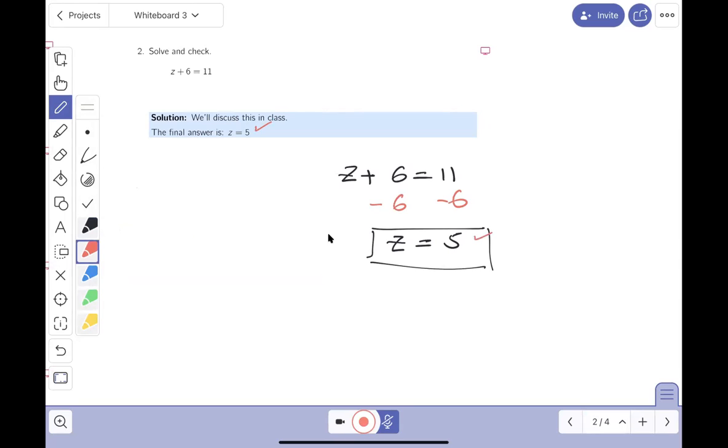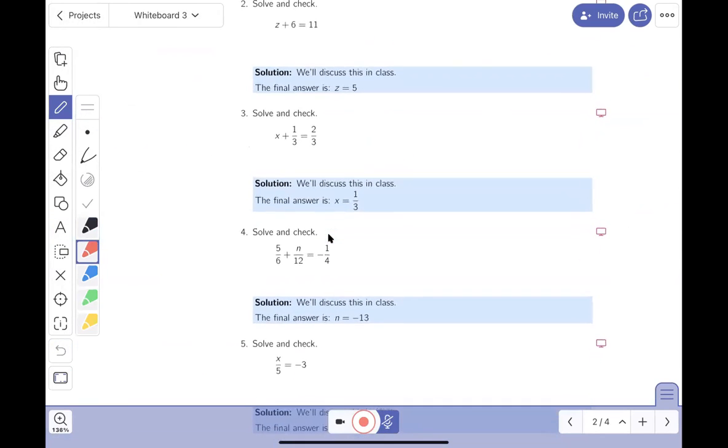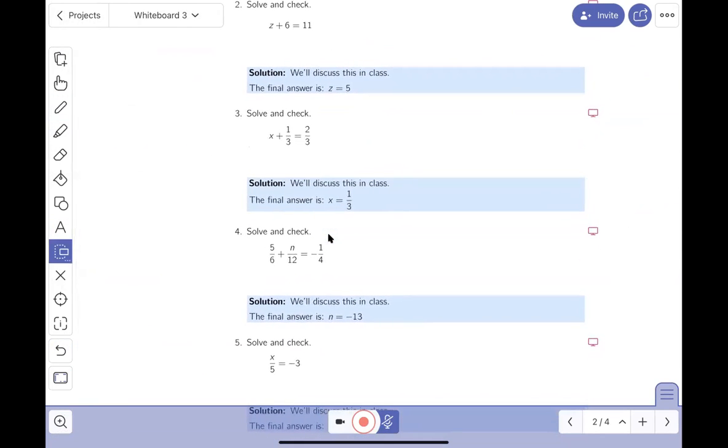So what I would suggest you do is just look at the original problem, which is right over here, and see if that makes sense. And again, this is what I would call a check. What do I believe Z is? 5. And what's 5 plus 6? 11. And 11 does equal 11. So it works out beautifully. Let's go to problem number 3. We just did number 2. And I'll pull it to the side.